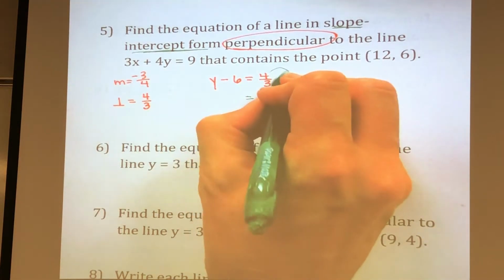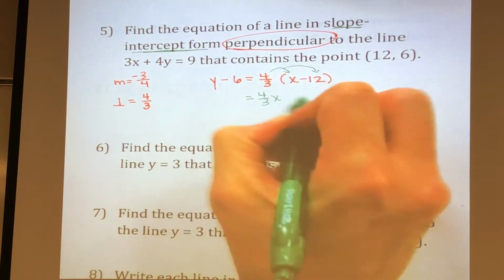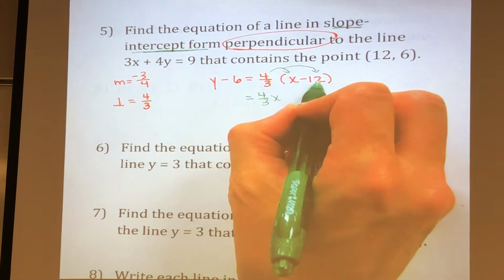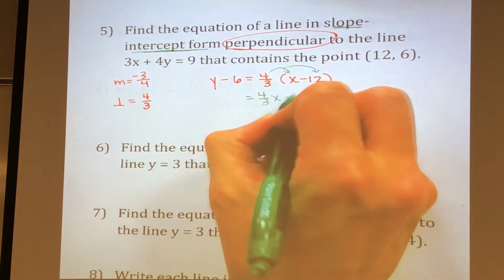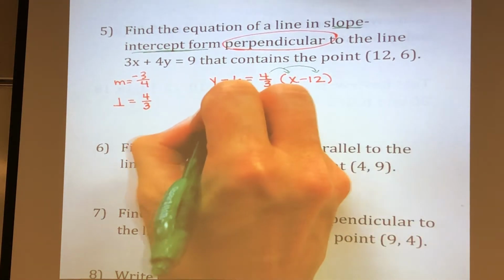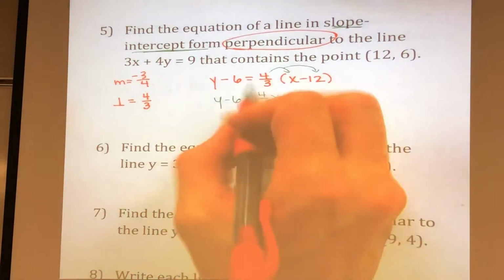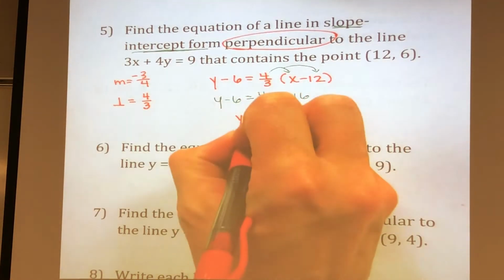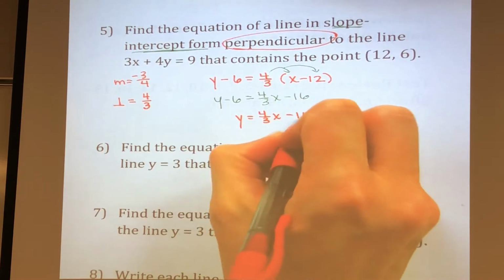So we'll distribute the 4/3. 4/3 times negative 12. I divide first, so negative 12 divided by 3 is negative 4, times 4 is negative 16. You can also use your calculator, but sometimes mental math is faster. All right, then we're going to add the 6. So we have 4/3 x minus 10.